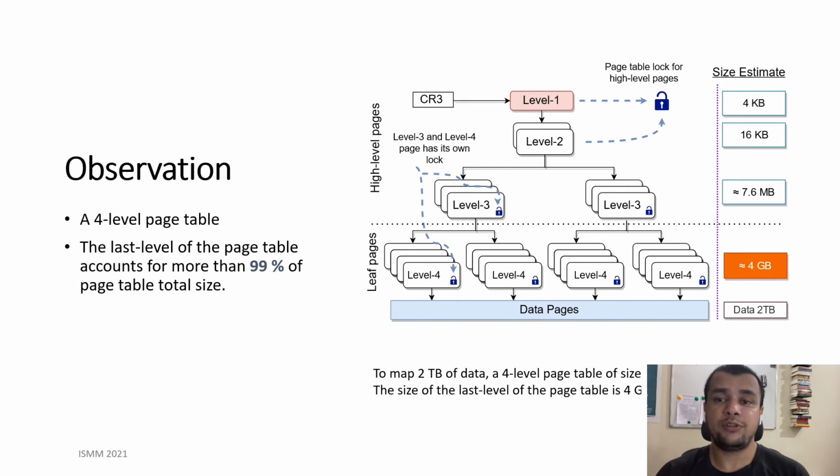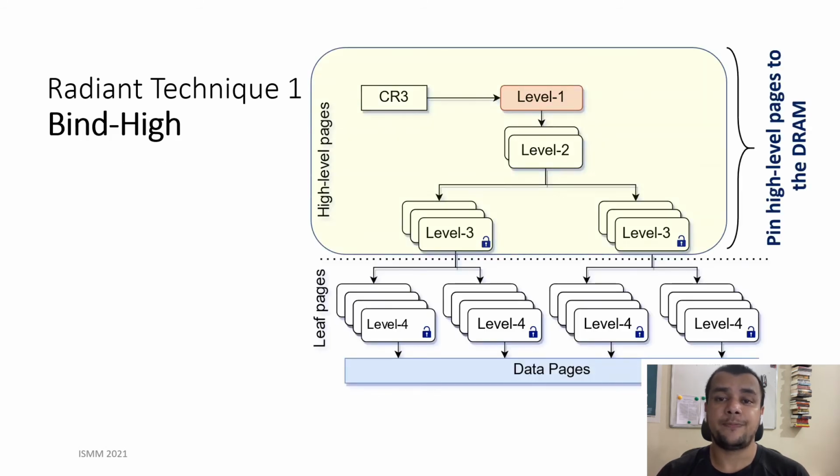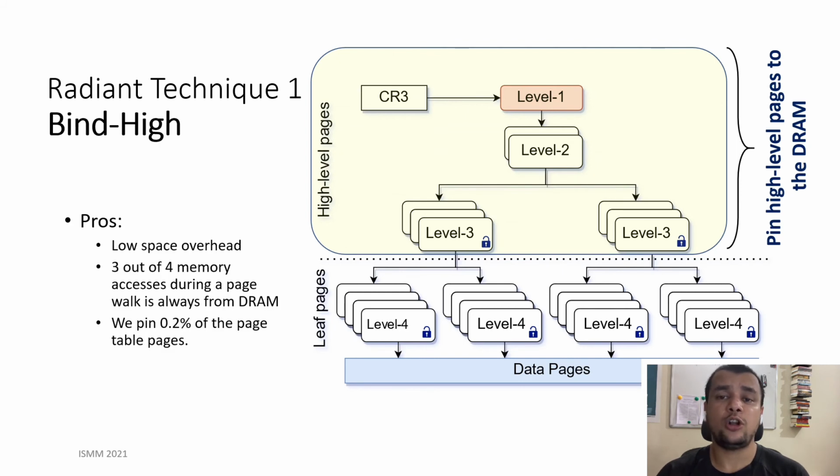Based on our previous observation, we pin or bind the high levels of the page table, that is the top three levels, in DRAM. This guarantees that three accesses, that is 75% of all page table accesses, will be from DRAM. This comes at a cost of 0.2% of the page table size. However, this setup is not complete, as the last level, or the leaf level, which constitutes the majority of the page table, can still end up in Optane. This leaves us with the original problem again.